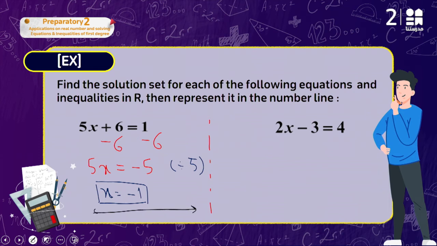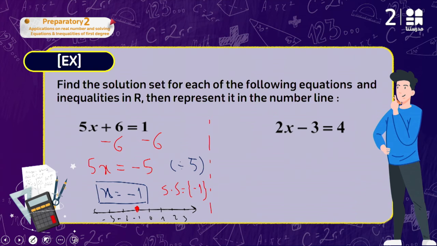This is our number line. This is 0. You know our number line: 1, 2, 3, negative 1, negative 2, negative 3. So we will represent x equals what? x equals negative 1. So the solution set equals negative 1. So simple. Okay, the next one, the same way, guys.